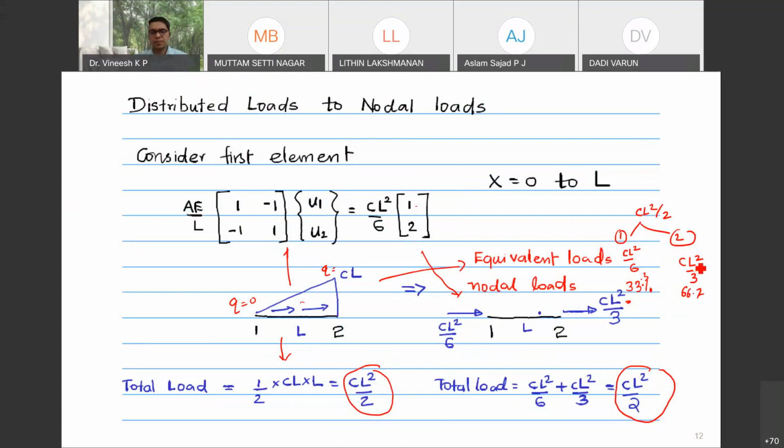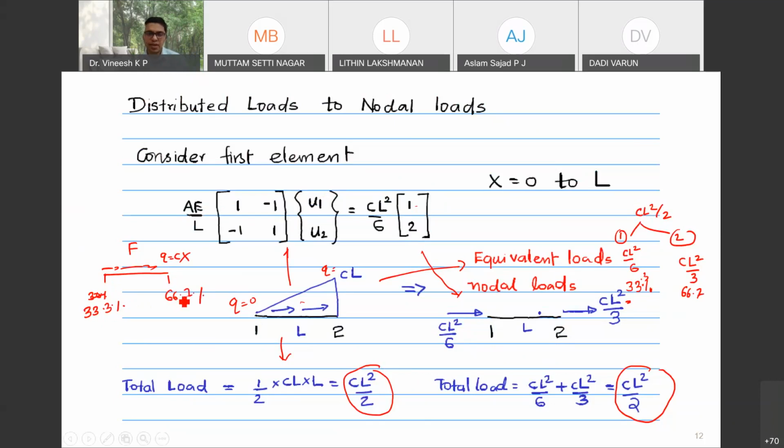That means whenever you have some loading, let's say the total loading is F. Whenever you have Q, which is not uniformly distributed, it varies with respect to X, then 33.3% is distributed on the first node, and 66.7% is distributed on the second node.